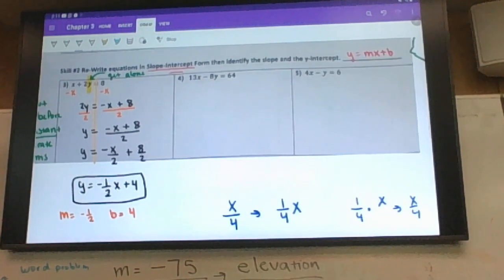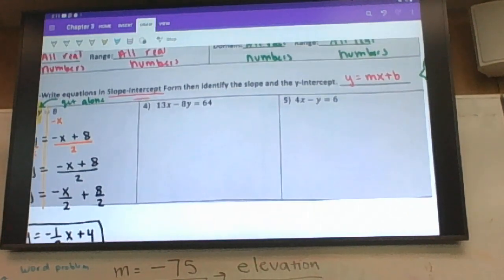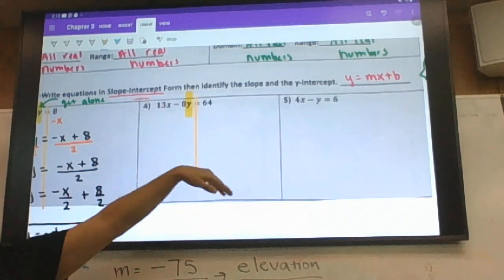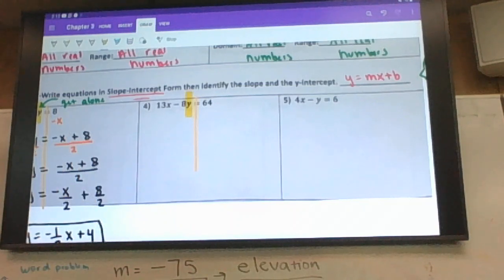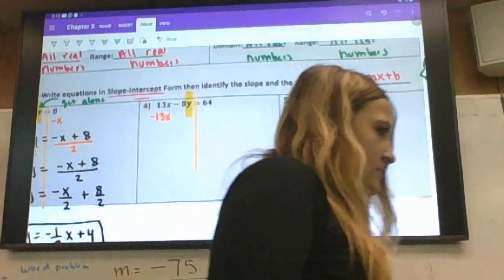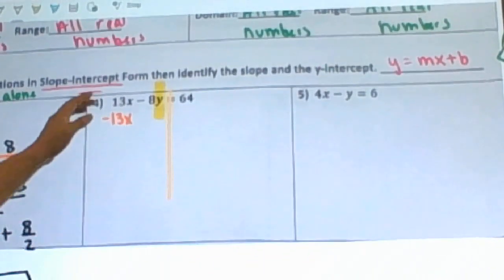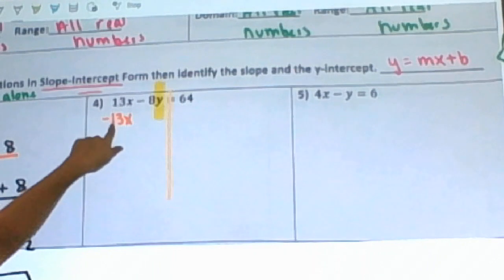All right, try it again on number 4. Try to get y alone. There's the y. I'm leaving it there. And I'm moving this x first. When I look in front of the 13, not behind it, I see it's positive, so I will subtract it.